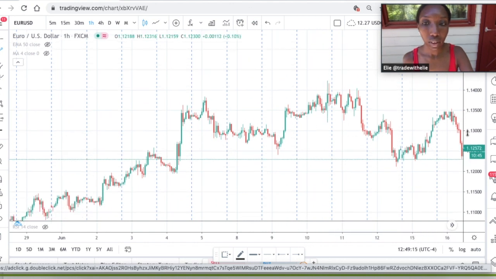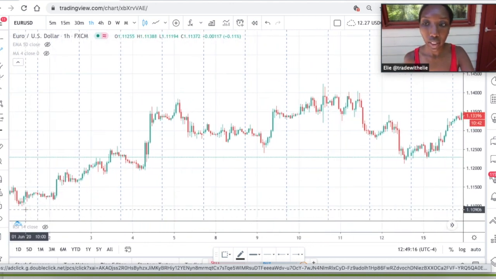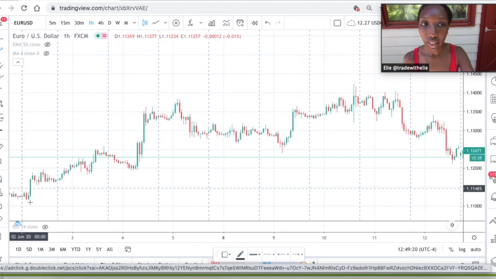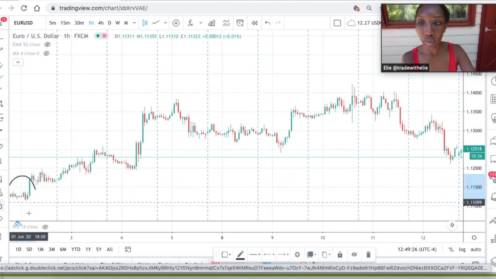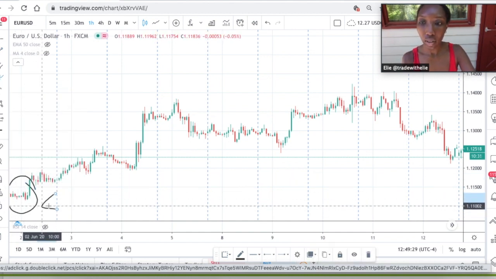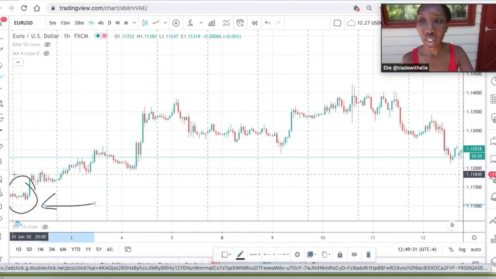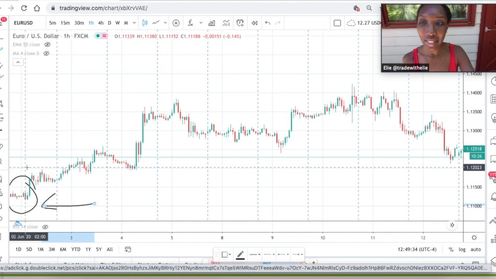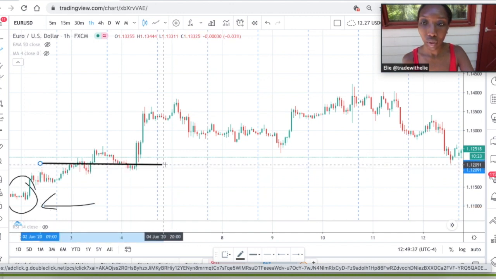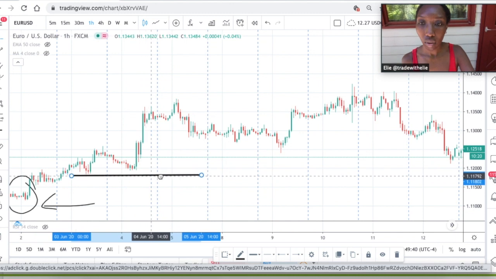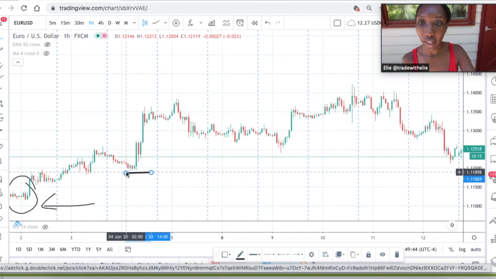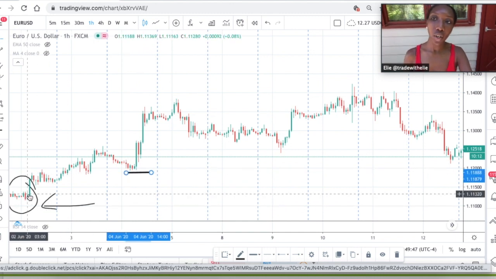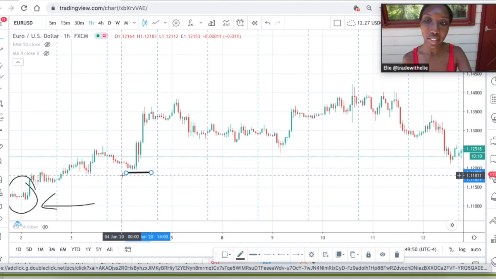Okay. So let's say we're looking, let's say price is right here. This is where price is. We're looking to put in a buy stop right here. We've analyzed the market and we're looking to place a buy stop right at this area.